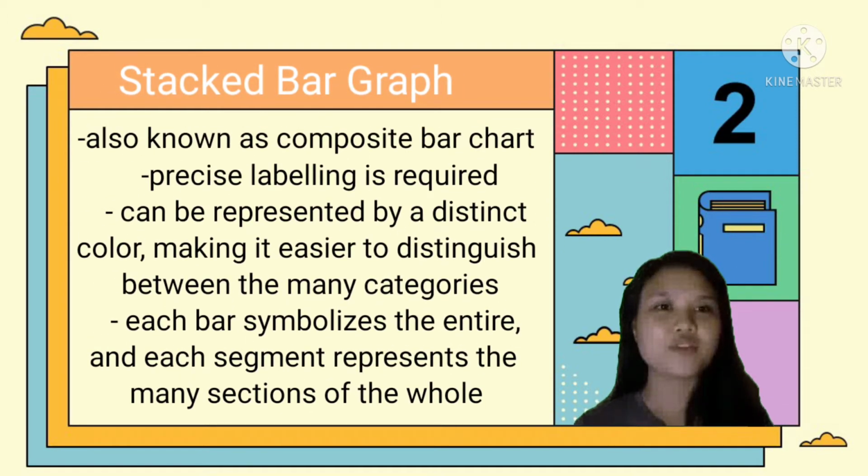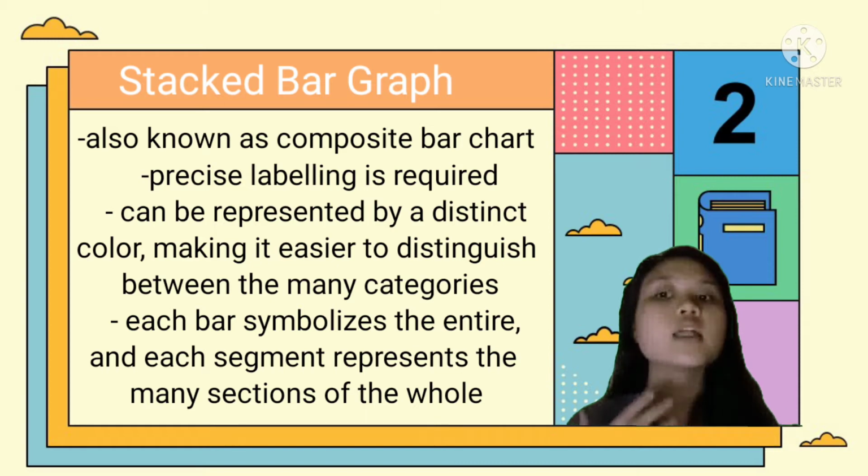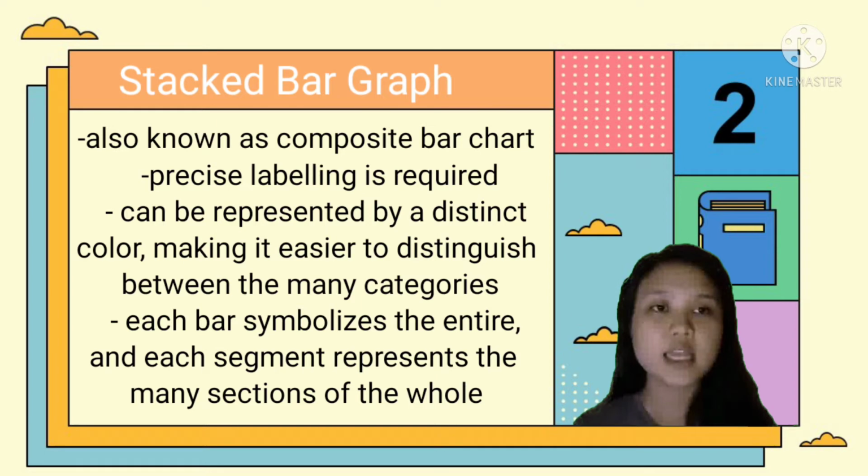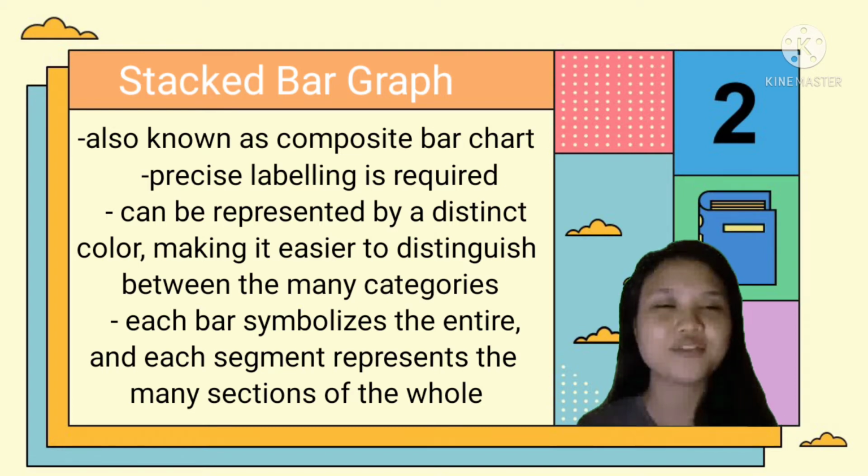The stack bar graph is also known as the composite bar graph, which is used to separate the aggregates into different portions. Each portion can be represented by a distinct color, which makes it easier to distinguish between the many categories. To illustrate the distinct segments of the bar in a stack bar graph, precise labeling is required. Each bar symbolizes the entire, and each segment represents the many sections of the whole in a stack bar graph.